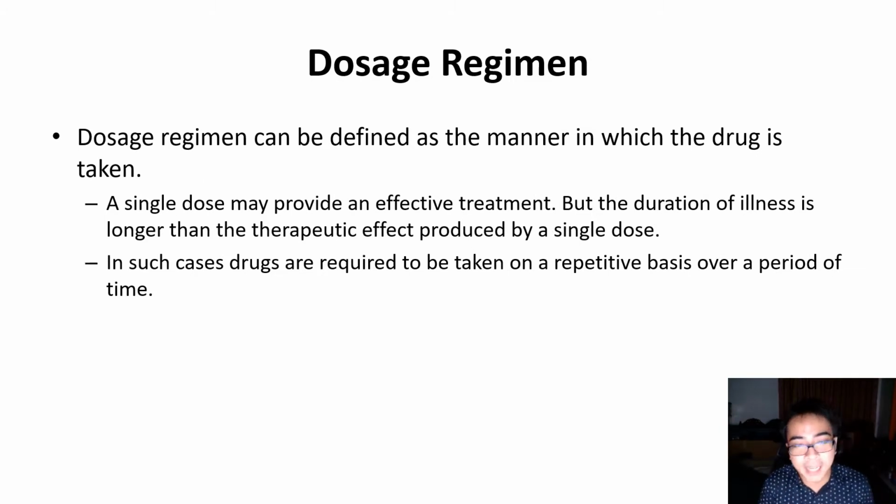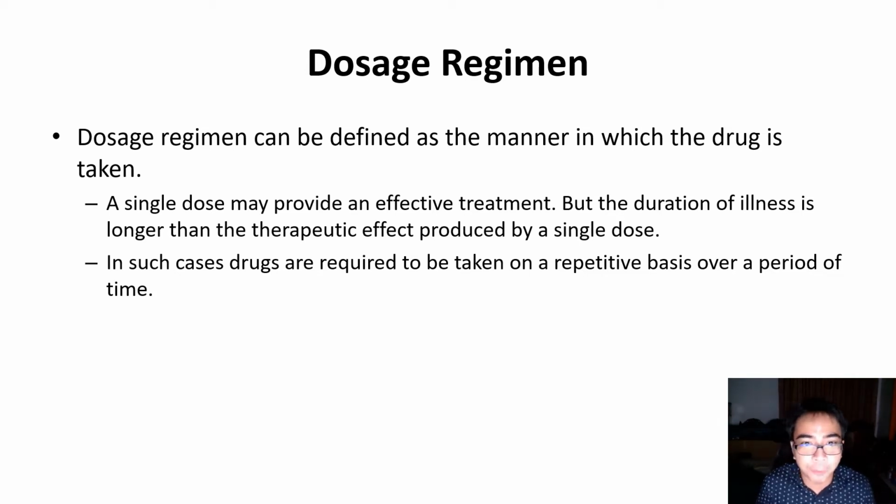So dosage regimen, class, can be defined as the manner in which the drug is taken. Oftentimes, class, a single dose would be enough to provide an effect, a single dose of a drug. However, class, most often than not, illnesses tend to last for a certain period of time. Say, for example, infections could last for 7 days.